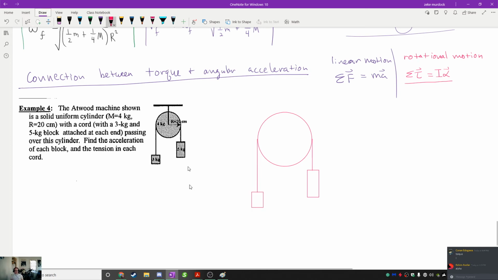I want to give these symbols. So I'm going to call this one M sub 1. We're going to call this one M sub 2. And this is going to be capital M, and it's going to have a radius R.